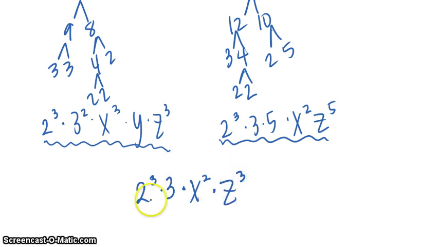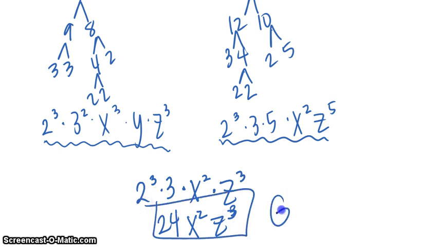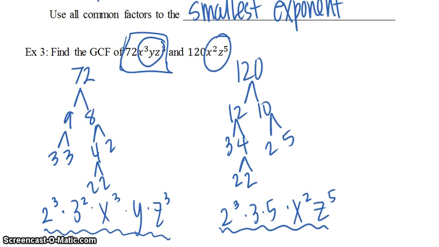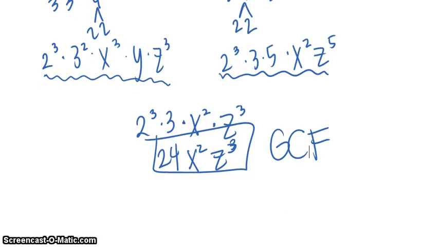So I'm going to simplify this. 2 cubed is 8, so 8 times 3 is 24. x squared z cubed. That is my answer. That is my GCF of those two monomials up there. Okay, that is my answer.